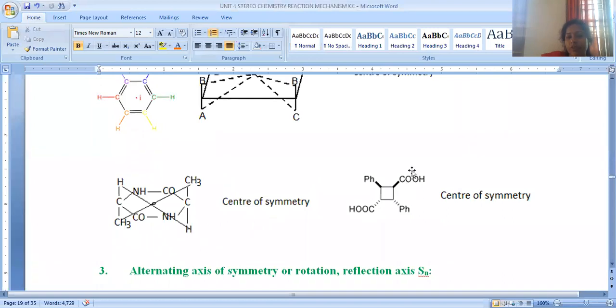Here COOH groups are in opposite directions. Phenyl groups are also in opposite directions. From the center, both are at equal distance. Again, this molecule is an example of center of symmetry.